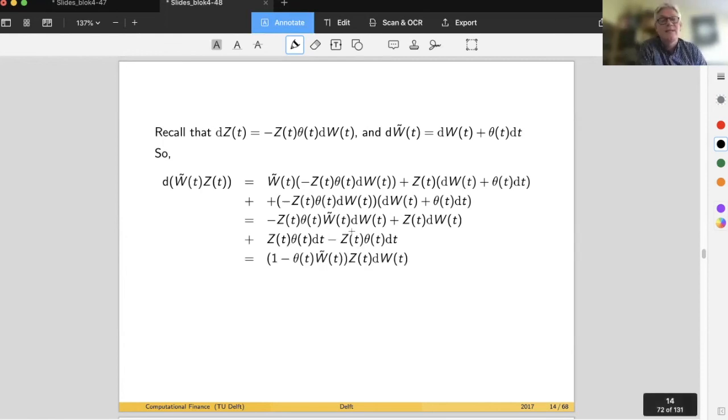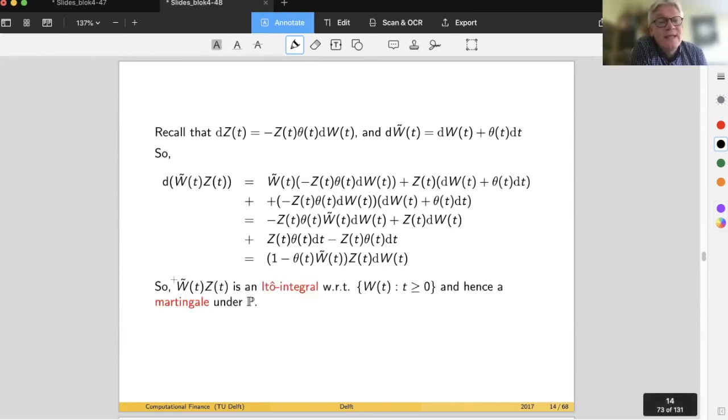So what remains is that this is, in fact, if we take ZT out, this is 1 minus theta T W tilde T times ZT dWt. And if we look at this, we see that W tilde T ZT is in fact an Ito integral with respect to Wt. So here we see Wt. It is an Ito integral with respect to Wt, and hence it is a martingale under P. So that concludes the first claim.